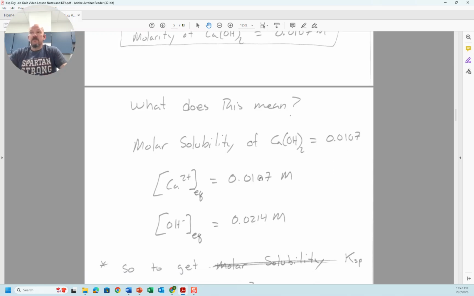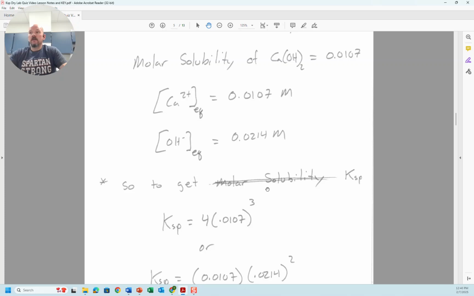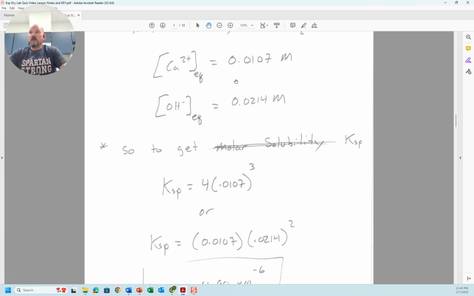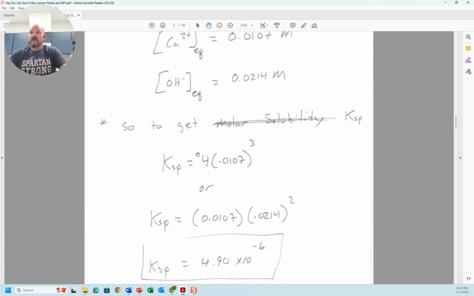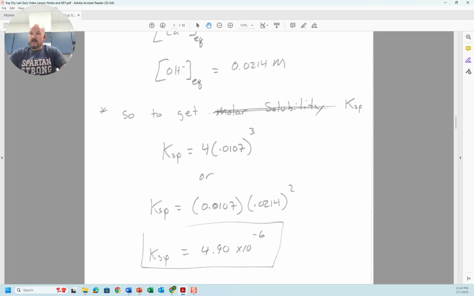So instead of plugging this into my KSP shortcut for X and solving for the KSP, I could plug this concentration into the equilibrium expression, and this concentration squared, and that could give us our KSP, right? So again, solve for the KSP this way, 4 times the molar solubility cubed, or the concentration of calcium times the concentration of hydroxide squared. Okay, either way, we get the same value of the KSP.